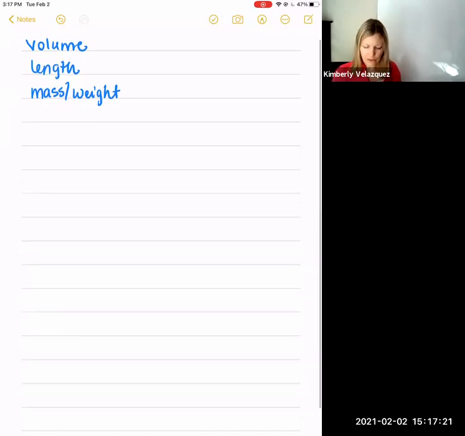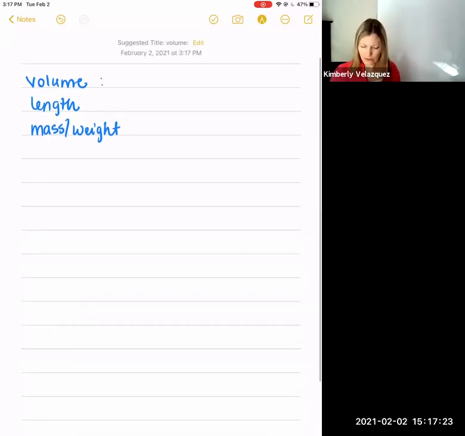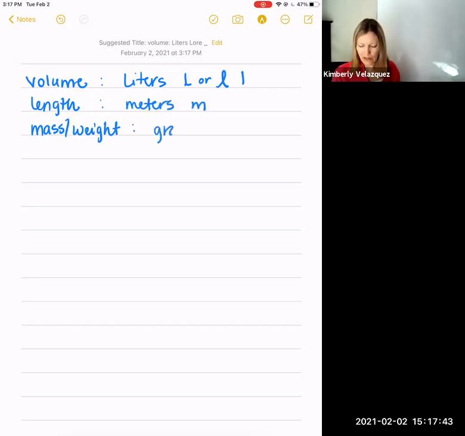For volume, the base units or standard units are always liters. And the abbreviation for that can be a capital L or a lowercase l. And I'm going to make it loopy so it doesn't look like a 1. If you do it like this, it obviously looks more like a 1. Length is always meters, which is an M. And mass or weight is always grams, which is a G.